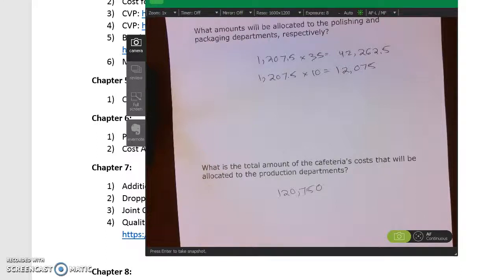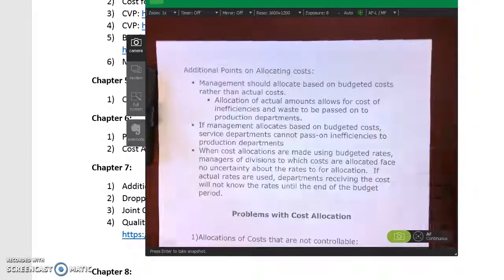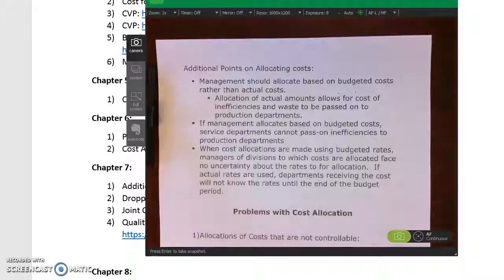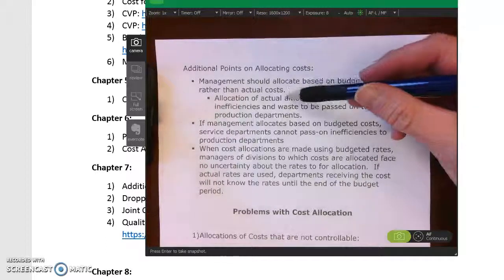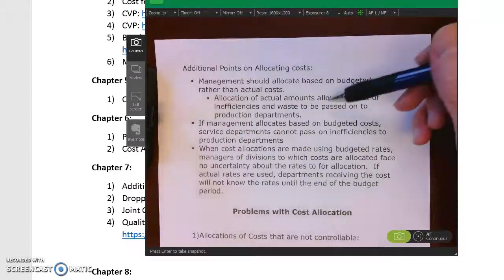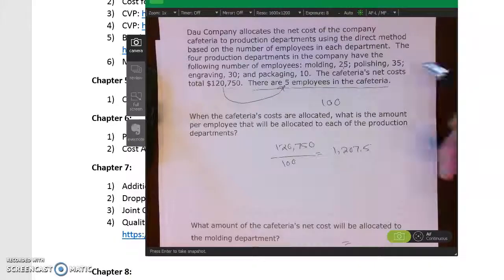So we do have some additional points over here on cost allocation. Okay. First one is that management should allocate based upon budgeted costs rather than actual costs. And that allows, so the allocation of actual amounts would allow for the cost of inefficiencies to be passed on to other departments. So what I was fishing there for a second ago was this sheet of paper because I wanted to show you this.